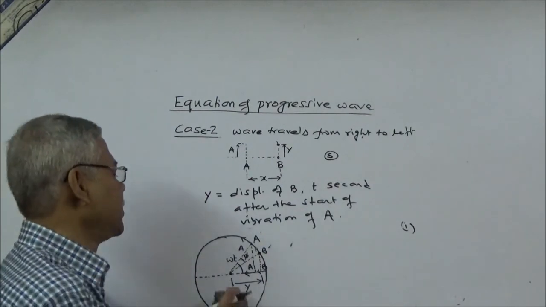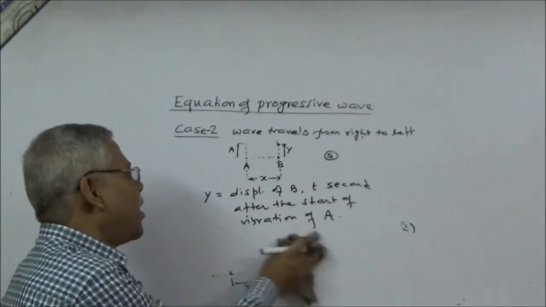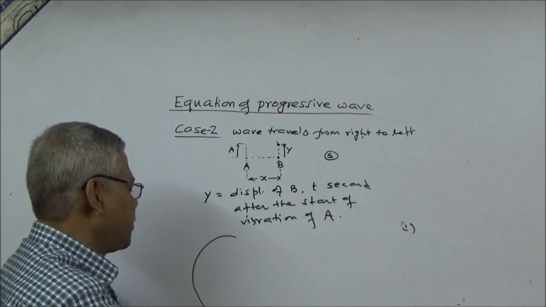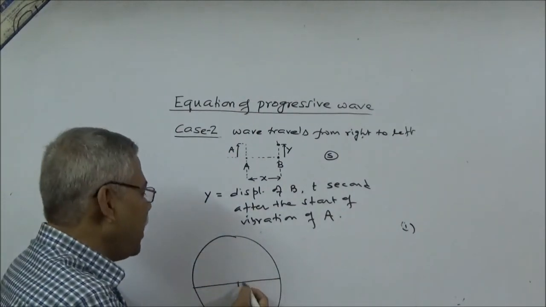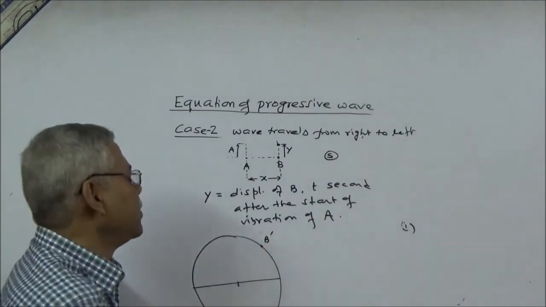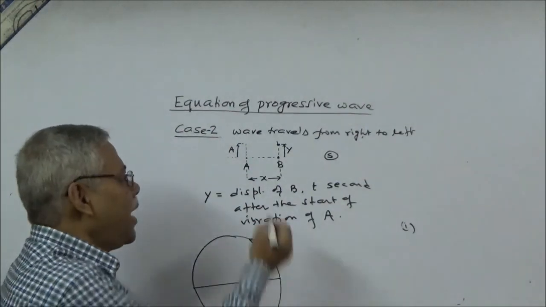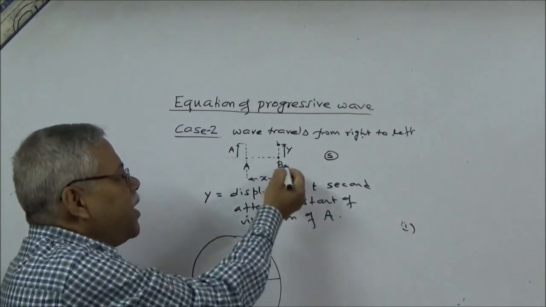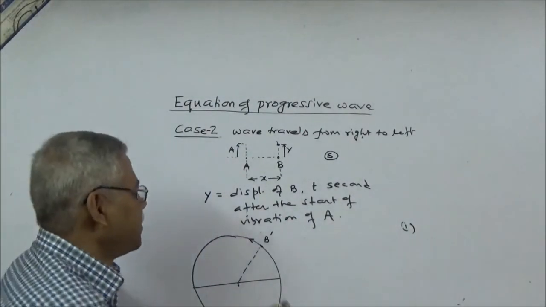But this diagram, circular model will change. Who is leading in phase now? B is leading in phase. So B will be placed here, ahead of it. Reason is B is now leading and A is lagging, because B has started its vibration earlier than A. That means B is leading in phase.